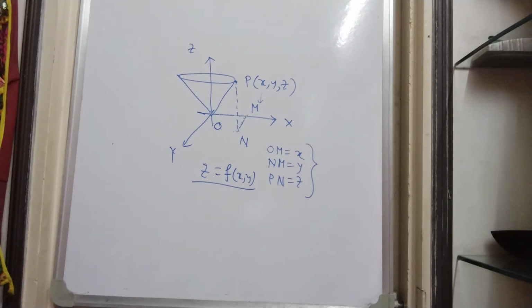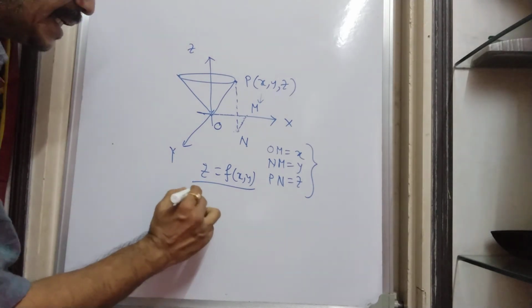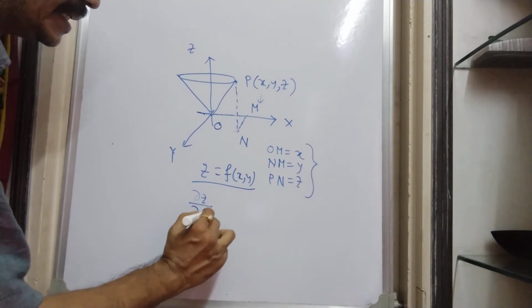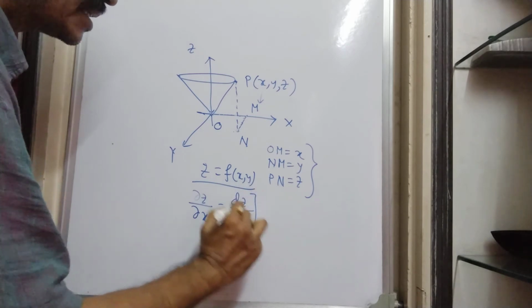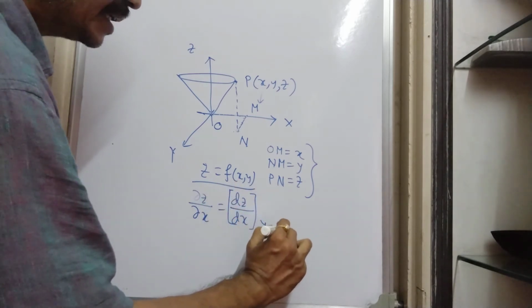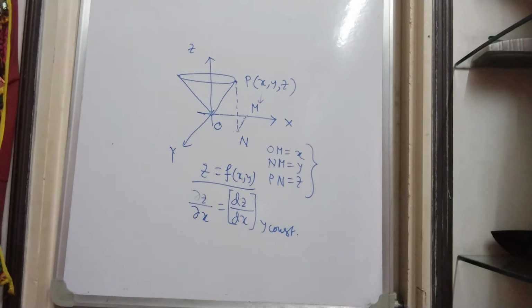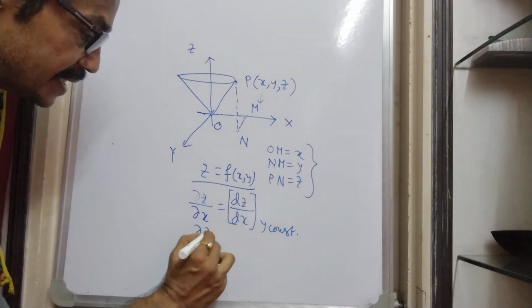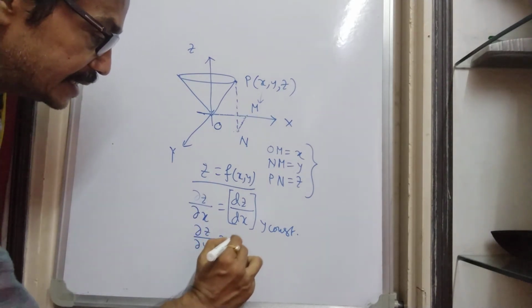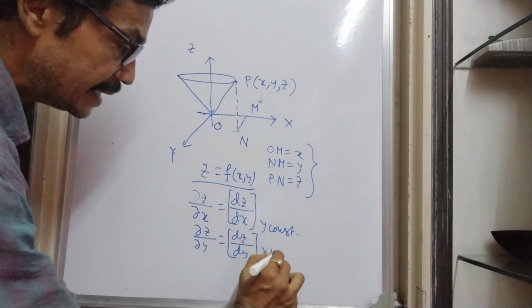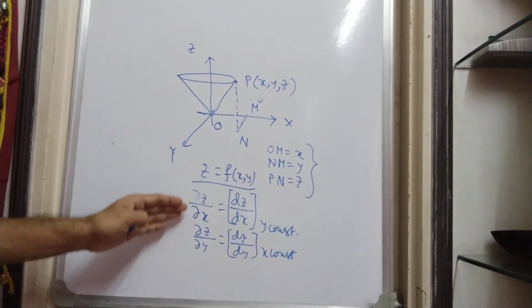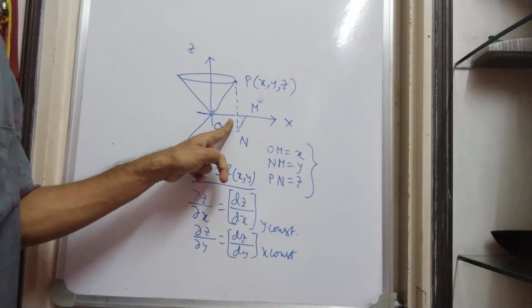So that is the basic concept which takes us to the concept of partial derivative, which is del z del x, the same as the ordinary derivative dz dx, where y is kept constant. And similarly, del z del y is treated as dz dy, where x is kept constant. And this can easily be visualized with this picture, isn't it so?